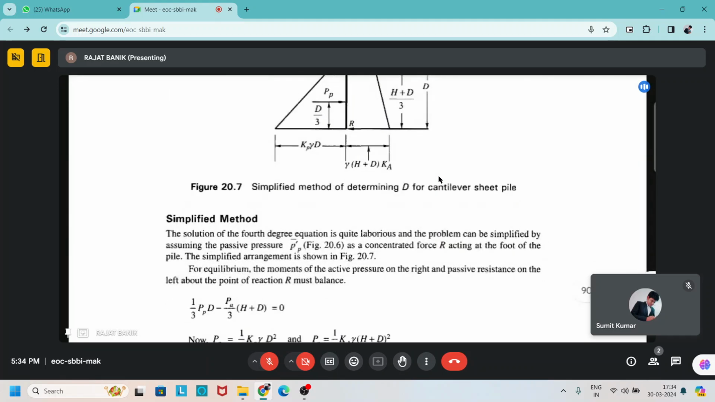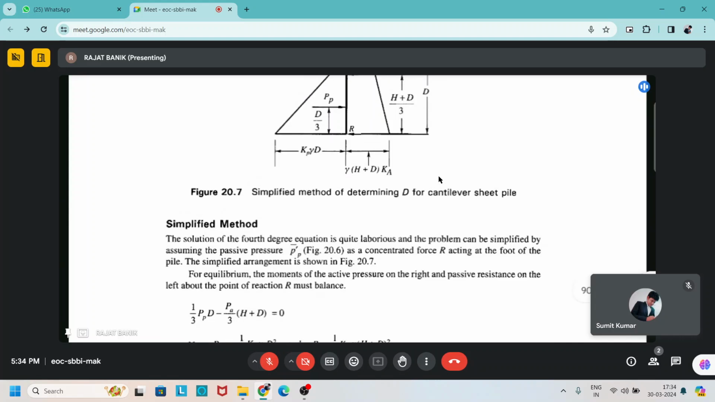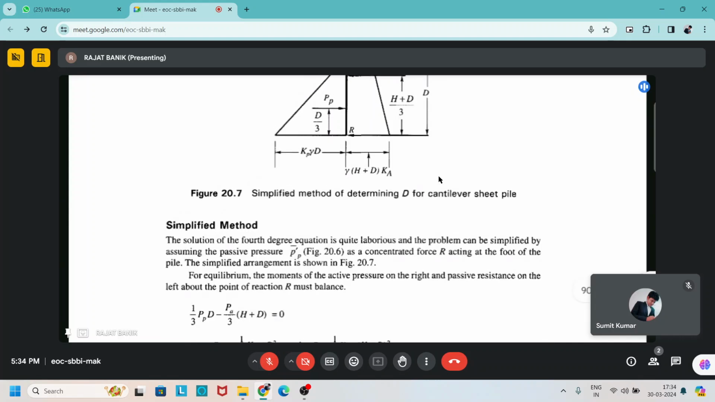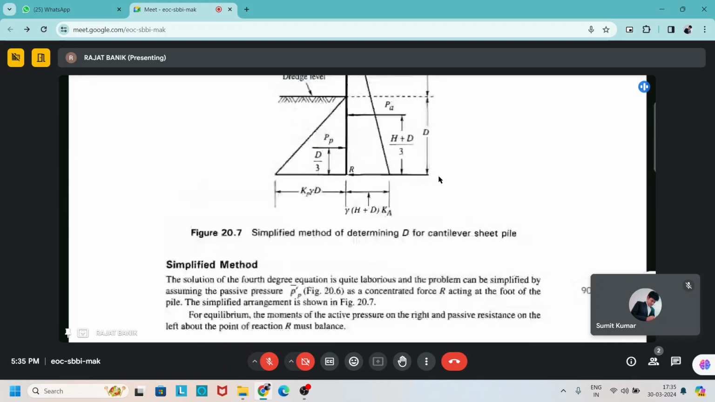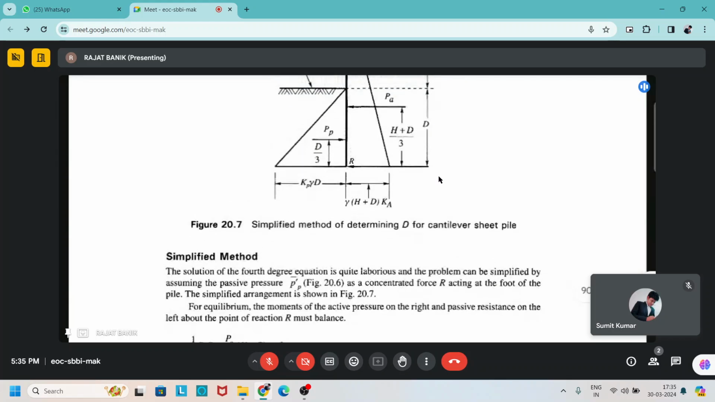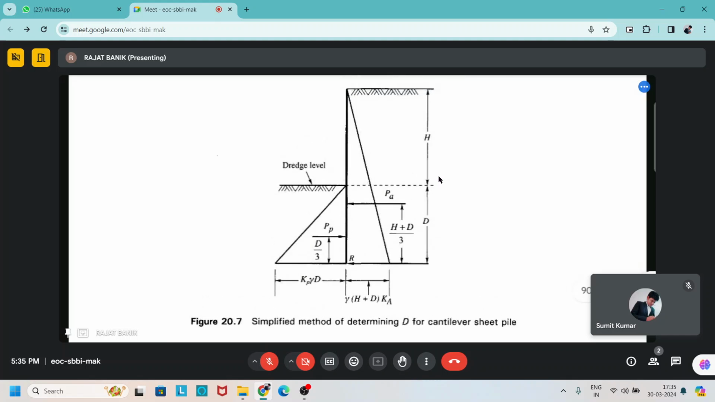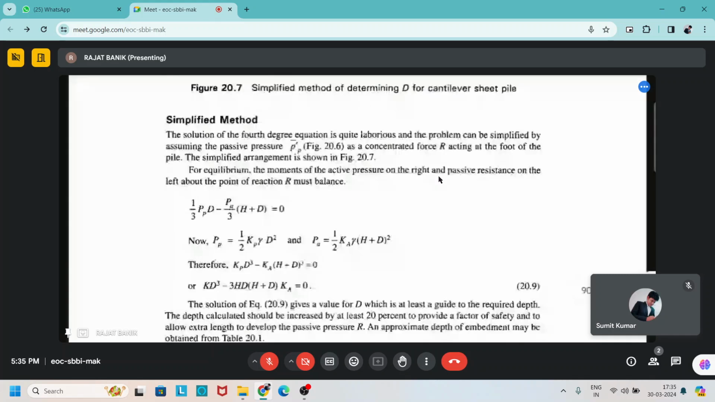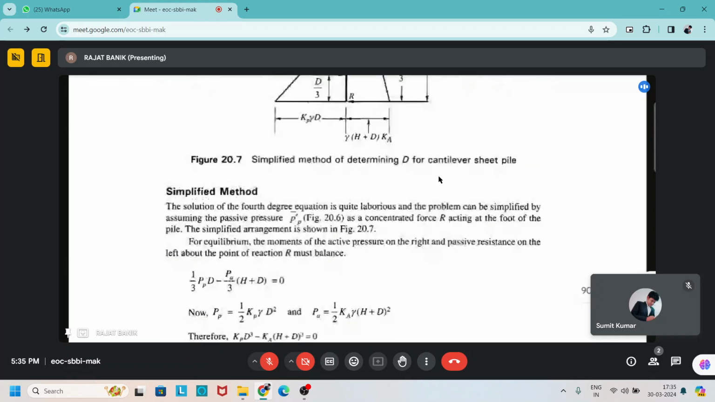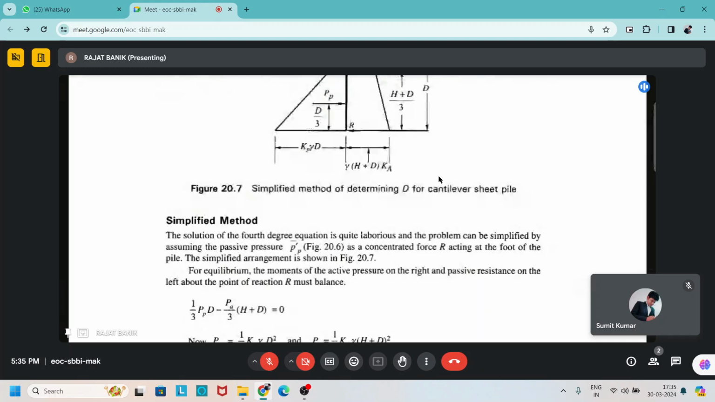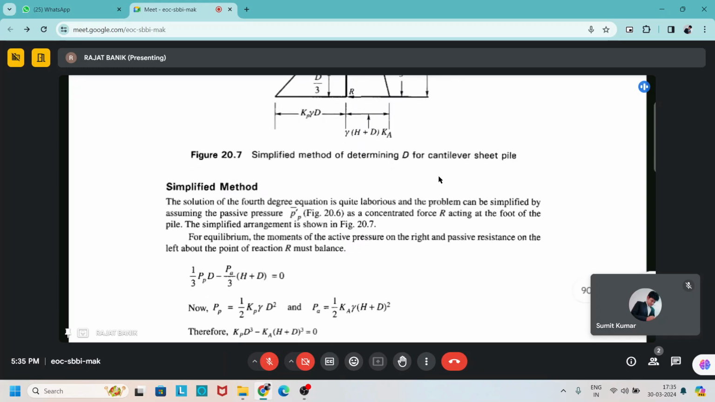The solution of the fourth degree equation is quite laborious, and the problem can be simplified by assuming the net passive pressure PP dash bar as a concentrated force acting at the foot of the pile, with the simplified arrangement as shown in the figure. You can see that. Now, for equilibrium, the moment of the active pressure on the right and the passive resistance on the left about the point of reaction R must be balanced.